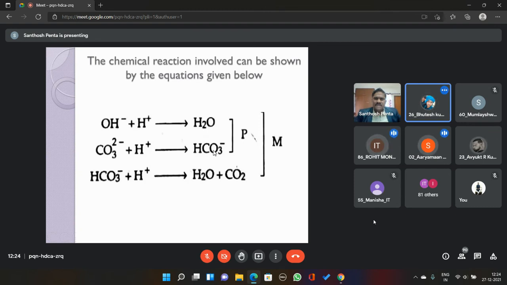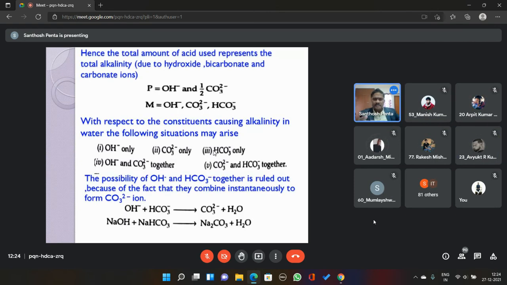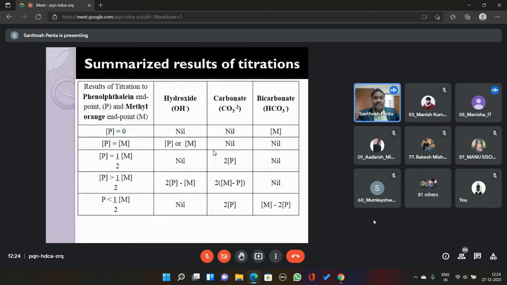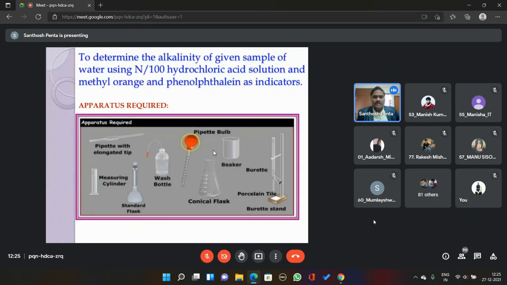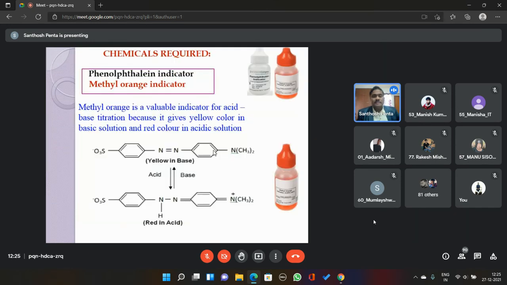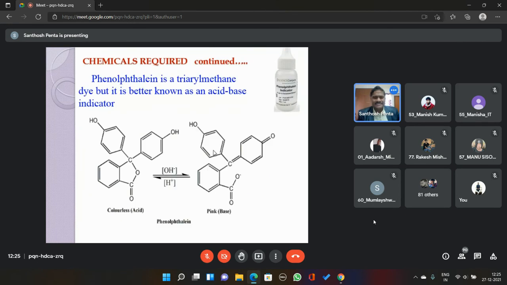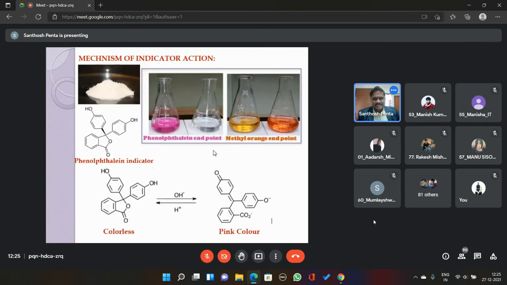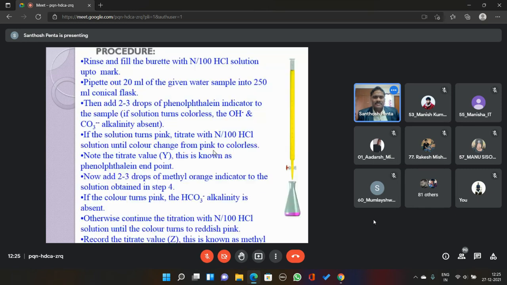Now the next one is, what is the procedure involved in the determination of hardness? Okay, that procedure I would like to say. Chemicals required, all the necessary things were written. What is the procedure involved in this determination of alkalinity? Then after that, we will go back to how we are calculating.